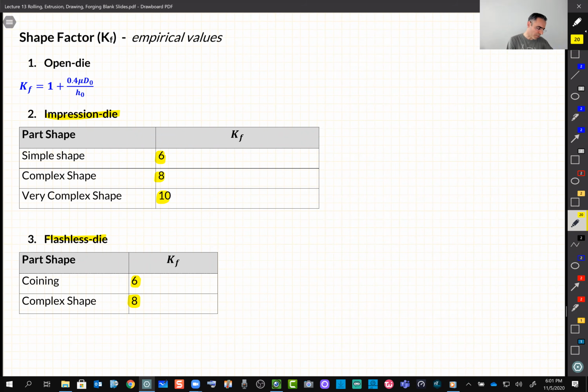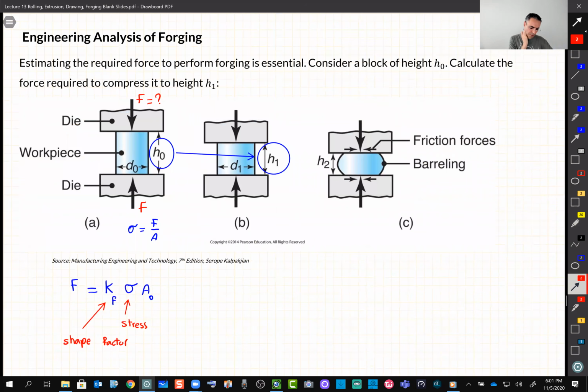And if it's an open die, then there is another empirical formula, with D0 and H0, the original shape, and the friction, where mu is the friction between the die and the actual part. So finding KF is easy, and we can use a number like the shape factor. The complexity comes when we need to find out the sigma, the stress. How do we know how much the sigma is?